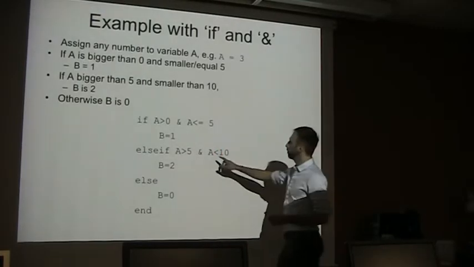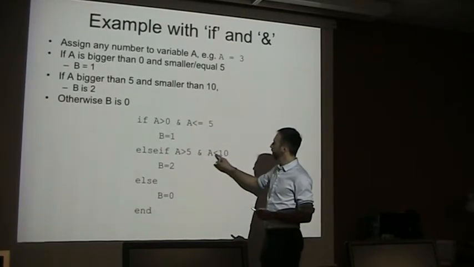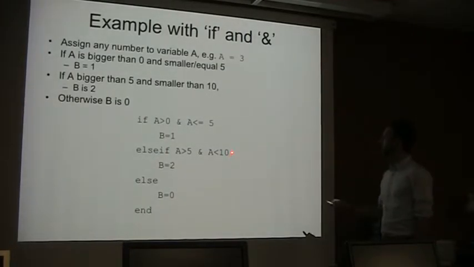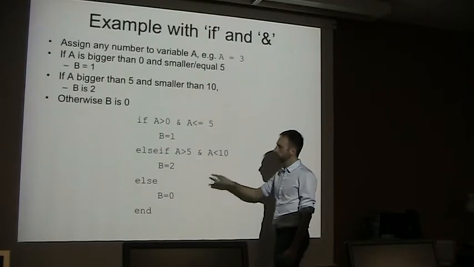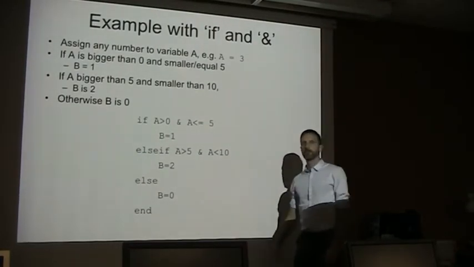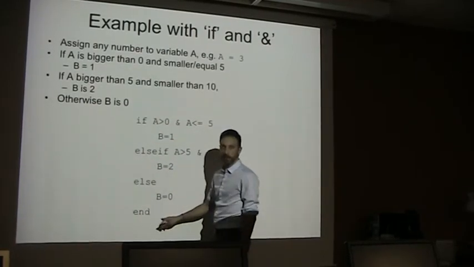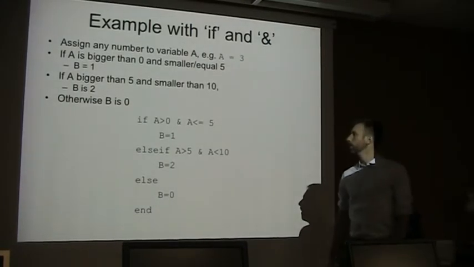And you see we have to repeat the A, yeah? We cannot say A bigger than 5, smaller than 10. We have to repeat the A actually. And here I hit enter to go to the new line. B equals 2. That's the instruction we give it, if this is true. And in all other cases, which is if A is equal or bigger than 10, B becomes 0. Also remember that all this needs to end with the word end. Otherwise, it's going to wait for it. And it's not going to run.